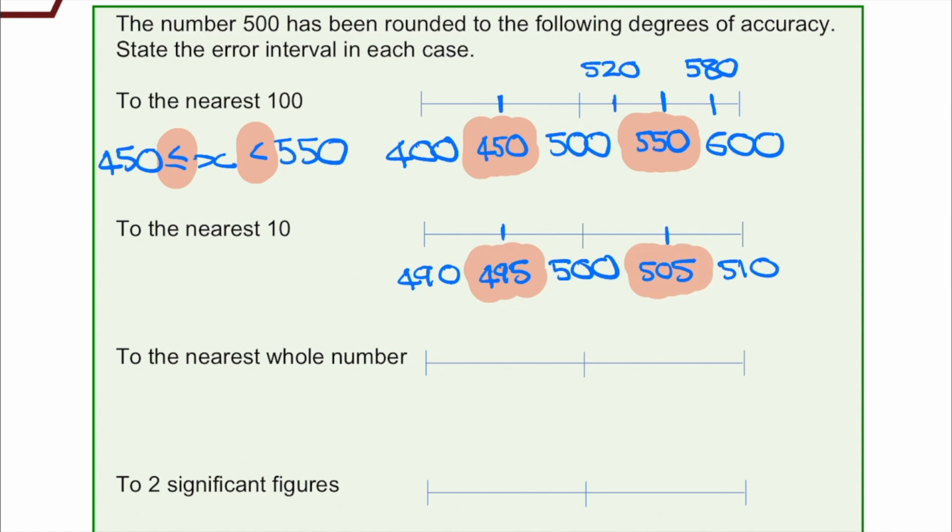Just show that's right in the middle there. And then exactly the same as before, we're actually going to write down what the error interval would be. So we take our upper and lower bounds, and we put them in the same inequality again.